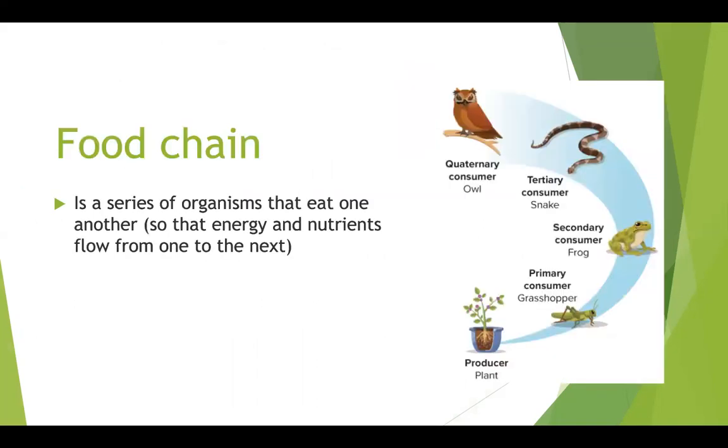So, a food chain is a series of organisms that eat one another so that the energy and nutrients flow from one to the next. The picture on the right shows how the energy and nutrients flow from one to the next. So we have the plant, which is the producer, and then the grasshopper, which is a primary consumer, and then the frog, which is a secondary consumer, and then the snake, which is a tertiary consumer, and finally the owl, which is a quaternary consumer.